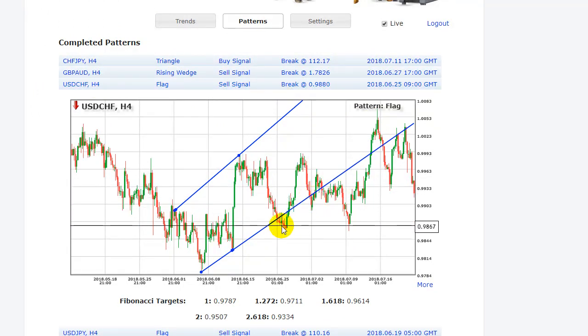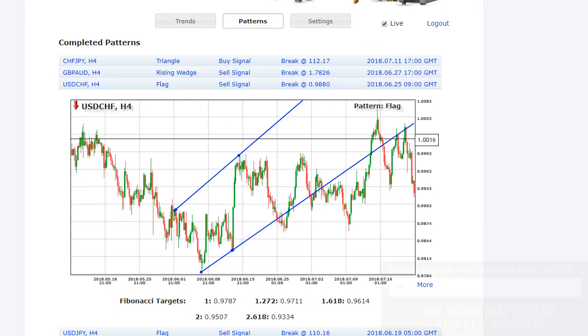So this one would have ended up, depending on how you manage your trade, it broke at 98.80, and it did get down to 98.57. So you did have a little bit of wiggle room. Keeping in mind, you are trading a 4-hour chart.